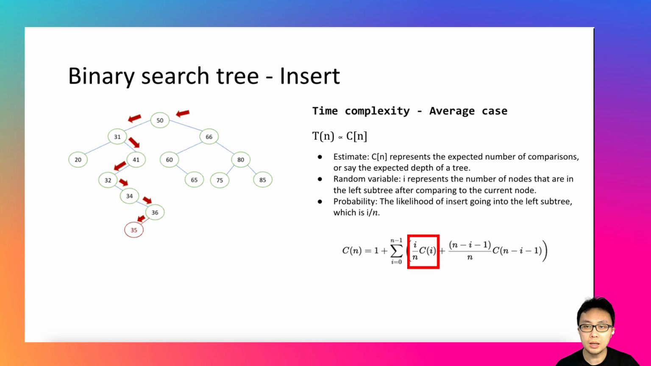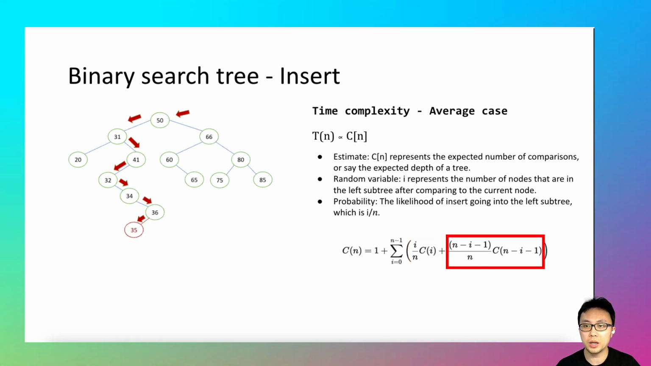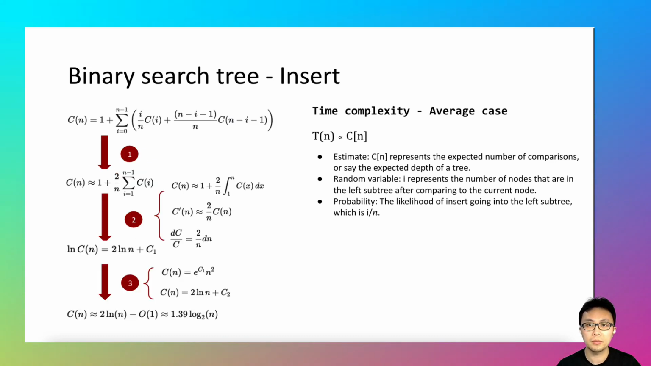I divided by n multiplied by C of I represents the expected number of comparisons when the insert goes into the left subtree, while the other item represents the expected number of comparisons when the insert goes into the right subtree. With the recurrence relation, we can deduce the formula of C of n independent from the random variable. Again, the deduction process is the same as that of the search method.